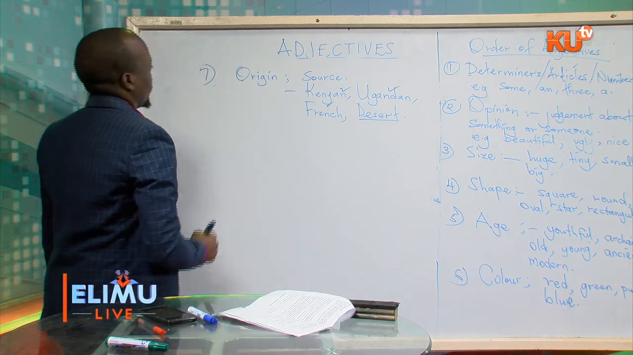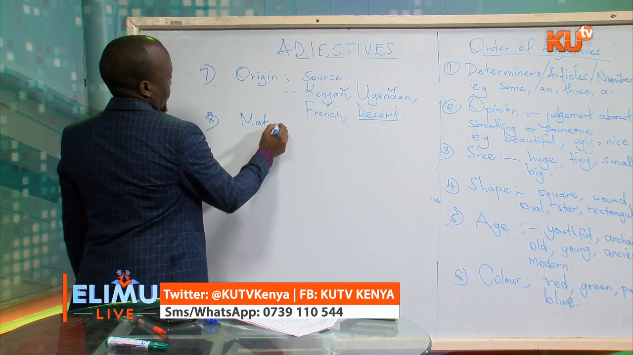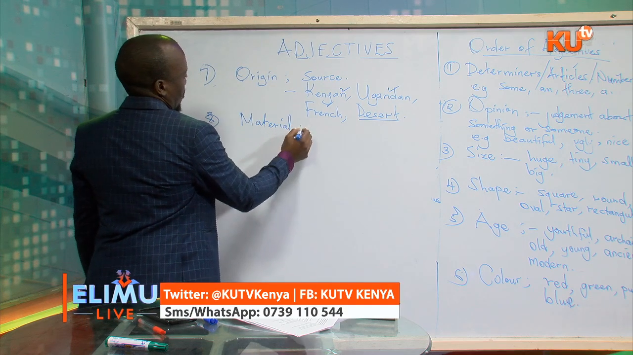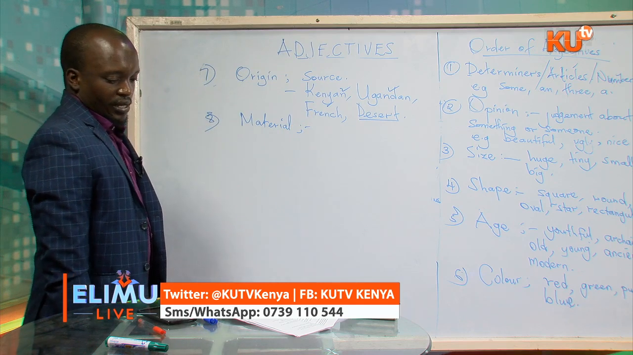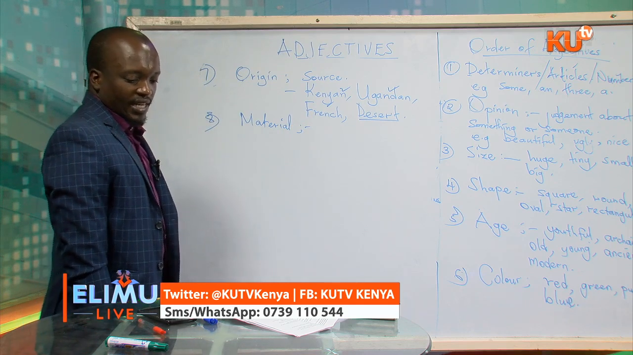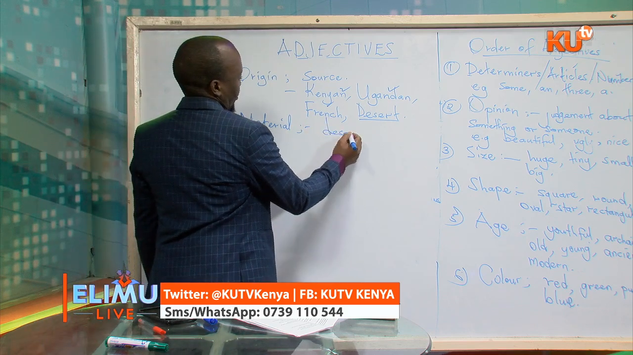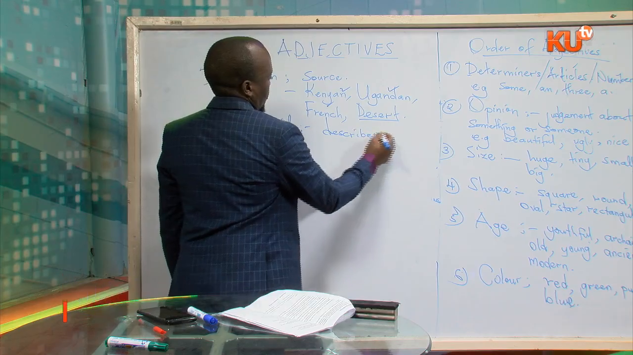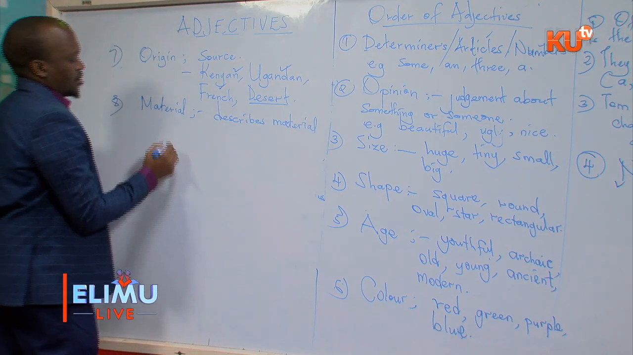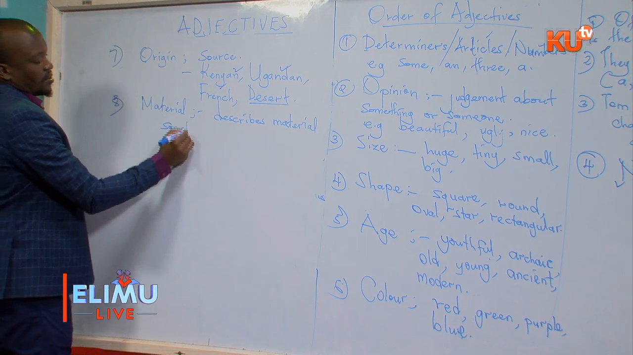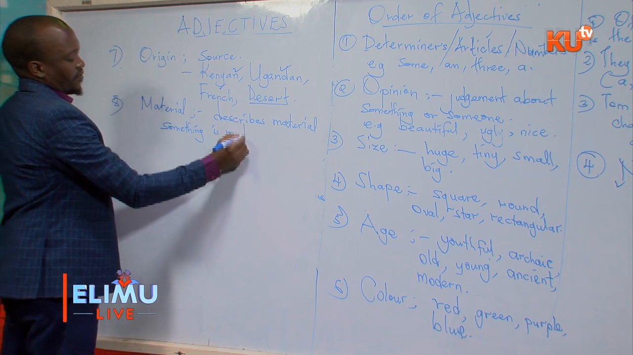After origin, I'll go to material. Material. And from the word material alone, they describe the material that something is made of.